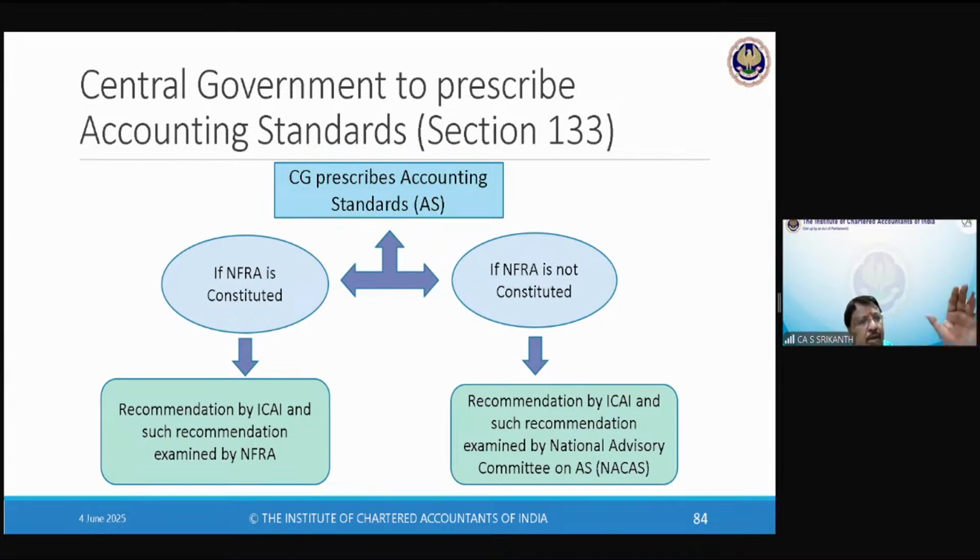Like Olive Ridley turtle, they'll be moving slowly. Kurma. But if you want to make him go faster, that is different. So they were not very clear whether this will happen. But so they put a clause that if NFRA is constituted, then recommendation by ICAI and such recommendation examined by NFRA, which is how it is today. In case NFRA is not constituted, then recommendation by ICAI, and they had something called NACAS, National Advisory Committee on Accounting Standards, NACAS. So NACAS will decide. Now NACAS role is taken over by NFRA.